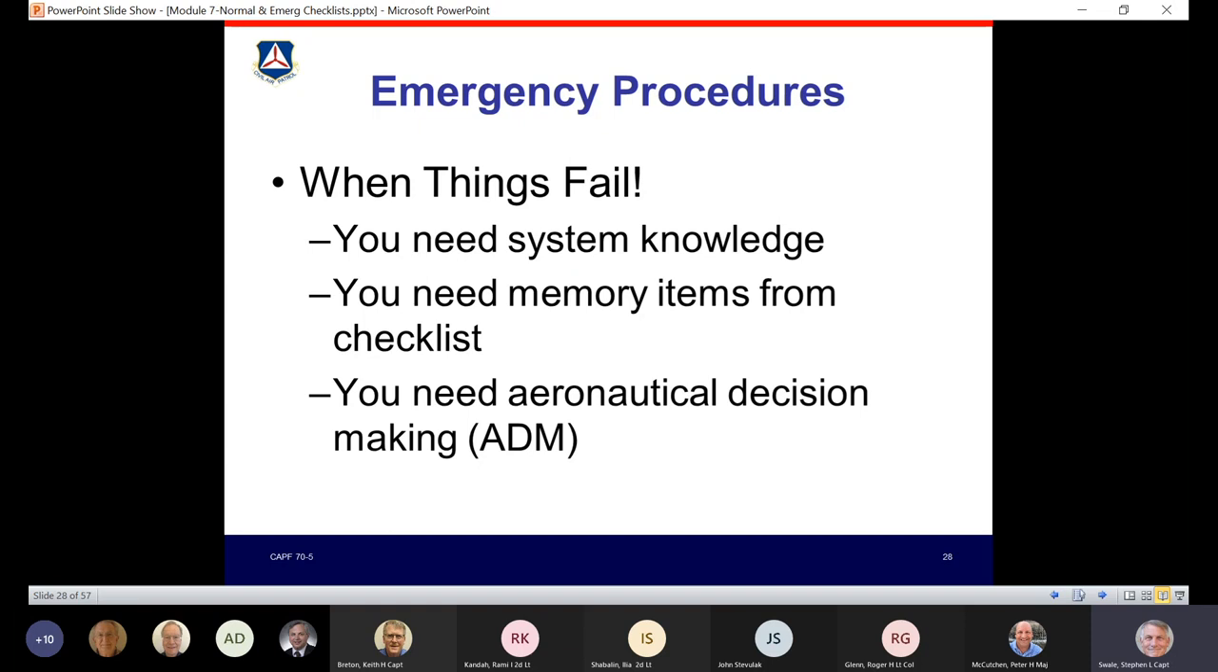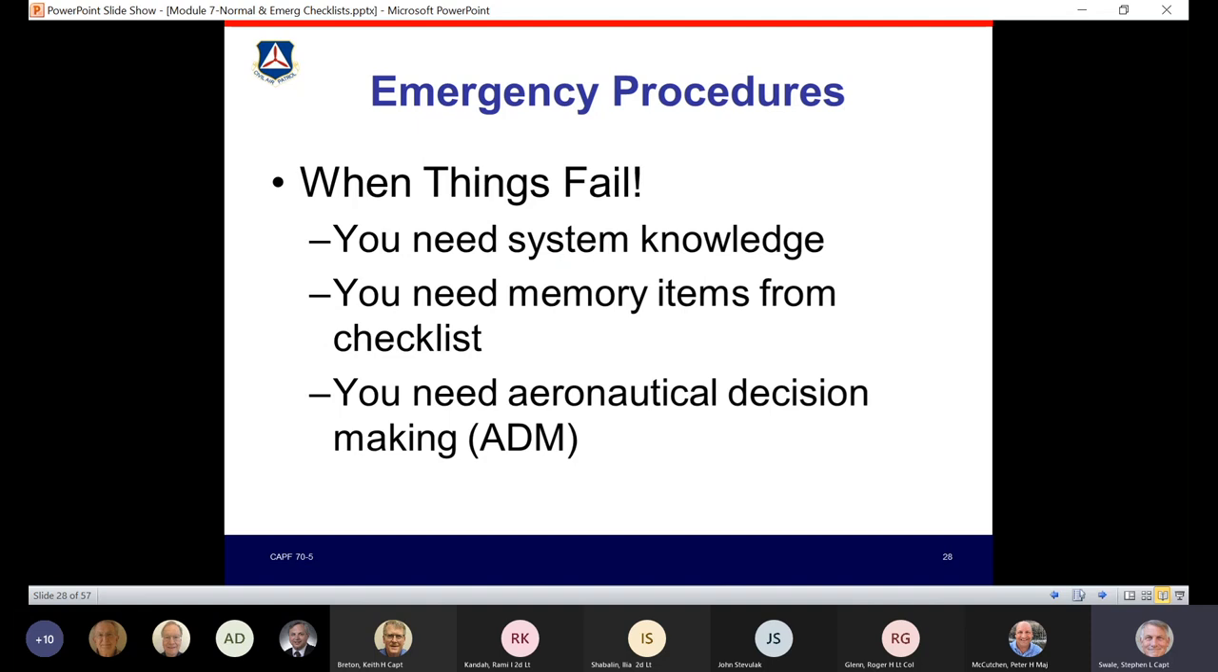So now we turn to the fun part, the emergency procedure part, when things fail. What do you need? I think the first thing you need is not the checklist that's on your knee or in the hands of the people next to you. The first thing that you need is system knowledge, like Eric and Marty briefed last week.